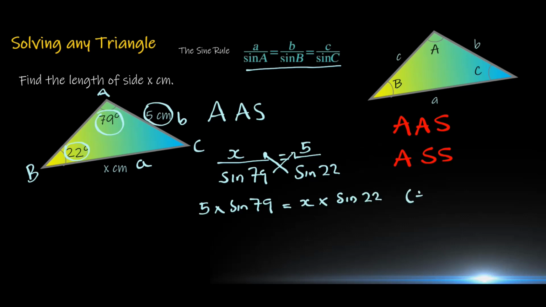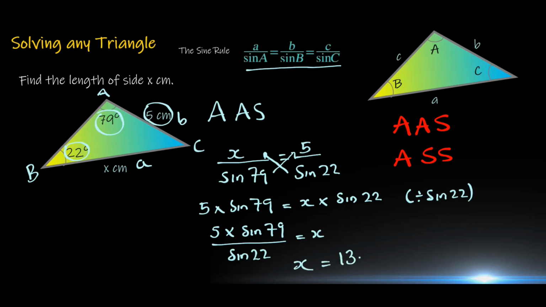Then I divide both sides by sine of 22 to get x on its own. So I'll have 5 multiplied by sine of 79 divided by sine of 22 equals x. If I plug that into my calculator exactly as is written, I'll get 13.1. So x equals 13.1 centimeters to 3 significant figures.